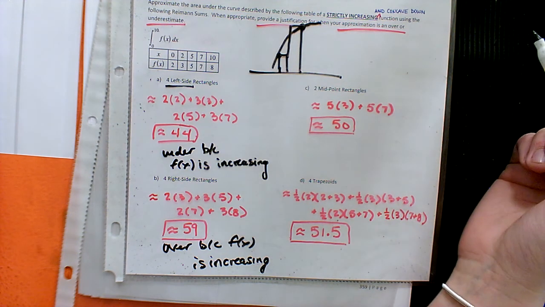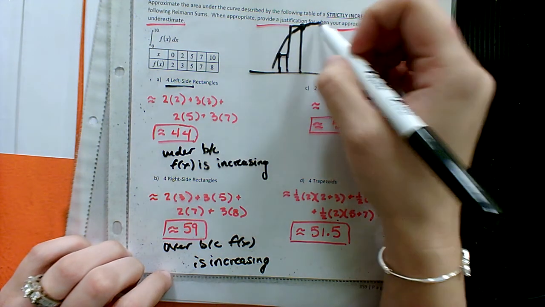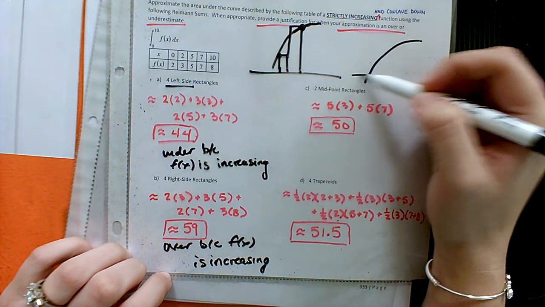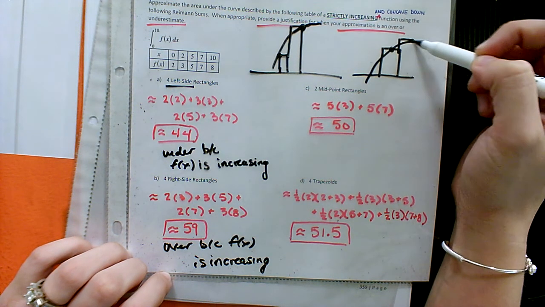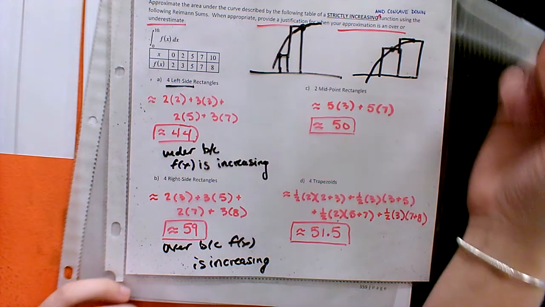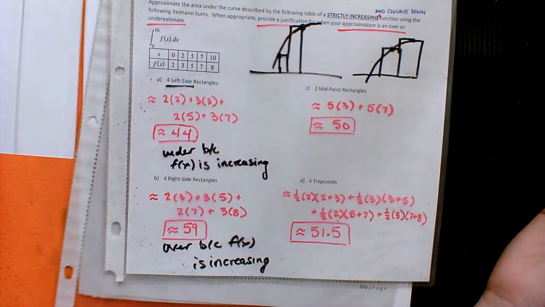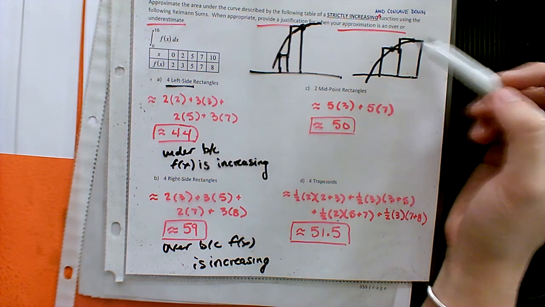Midpoint. Let's see, I'm going to draw this again over here. If I do a midpoint, probably... Okay. We would say, can you give a reason though? Provide a justification. I would say because it's increasing and concave. So you think both have an influence? Okay. I mean, an educated guess, probably sure.